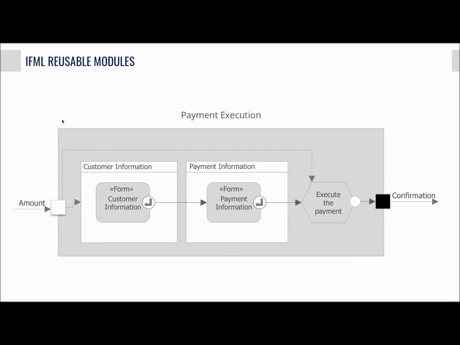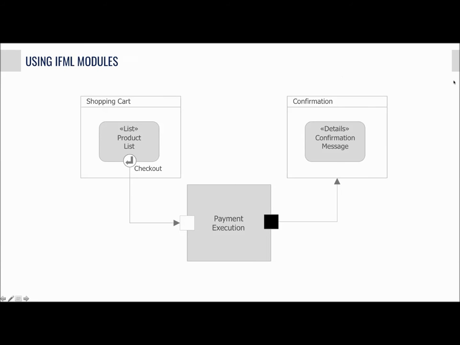This module is describing the fact that the entire process is now wrapped into a black box, and this black box is simply something where you provide the amount to pay. You have a black box here. You don't really care about it anymore. And finally, you end up with a confirmation message to be shown to the user. Once you modularize your design, you can very easily and conveniently reuse this design all over the place in any of the models you are going to design in the future. At the same time, this also makes the design much more readable and much simpler.